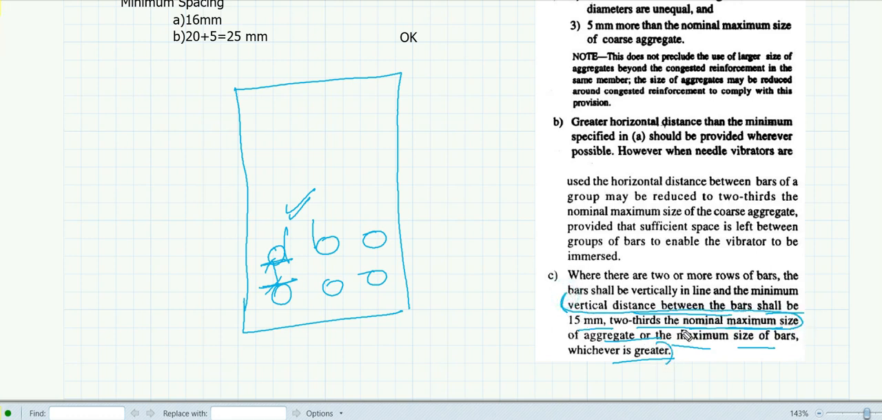Okay, so in this problem we do not have this case, but in certain cases you might encounter this problem. In that case, this should be the vertical distance. You find out for all these three: 15 mm for one case, the second case is 2/3 of the nominal maximum size of aggregate, and the third case is the maximum size of the bar. Out of these three, the minimum distance should be the greatest of these three. Whatever greatest value you get, you have to provide more than that. Okay, so this is as per the detailing part.